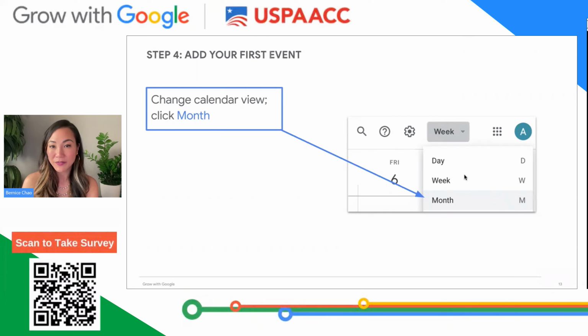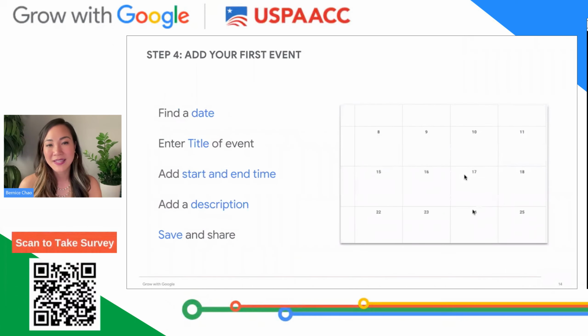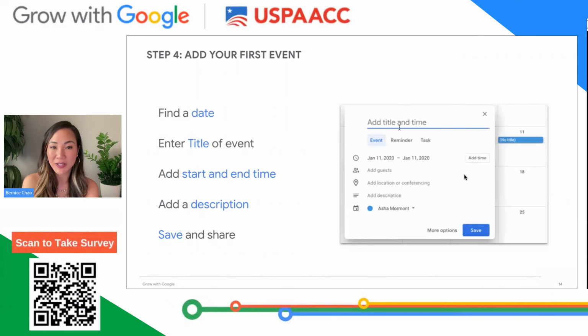Now you will add your event. View your calendar by month to make it easy to find a date for your event. Select a date in the calendar and a window appears where you can add details for an event.